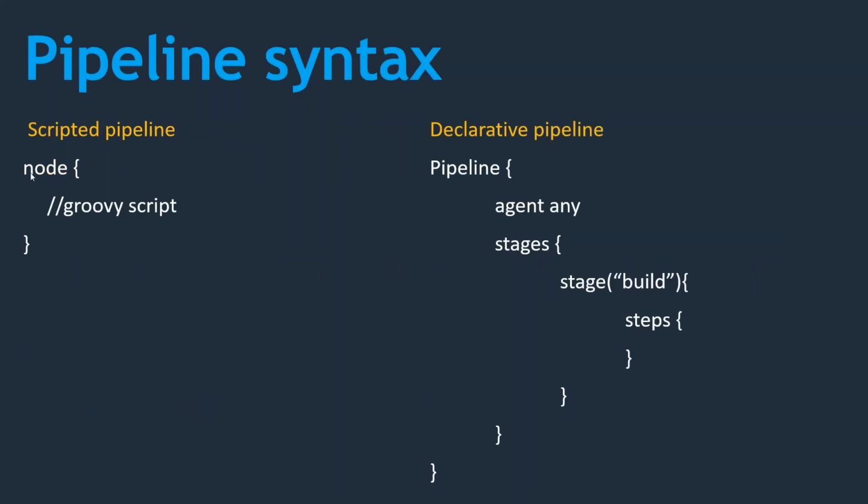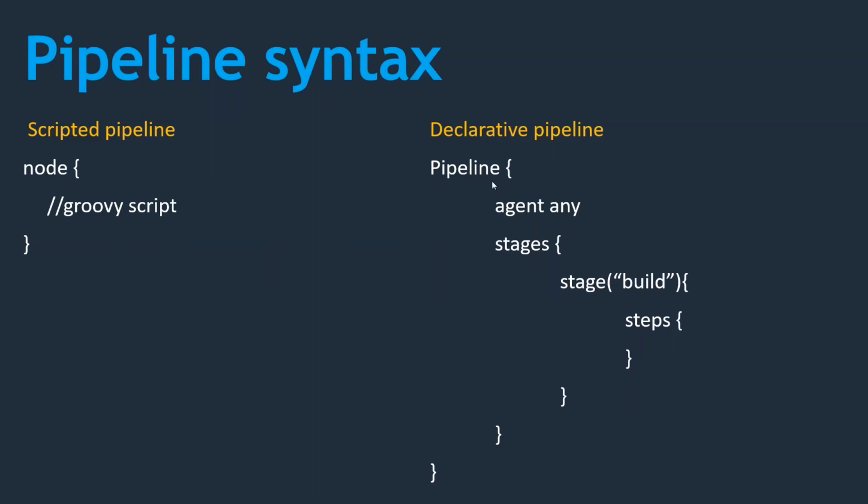In the scripted pipeline, it starts with node. Inside that, you need to write your Groovy script. If you know Groovy script, then only you can write it. But in the declarative pipeline, it starts with pipeline and it has agent any, which talks about on which agent you need to run, and stages. There are different stages.